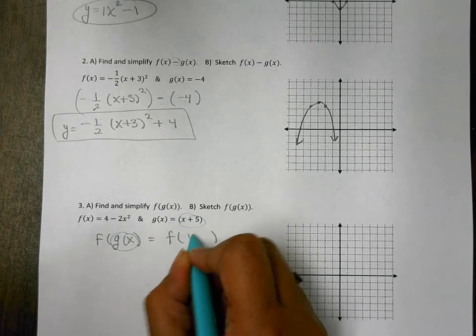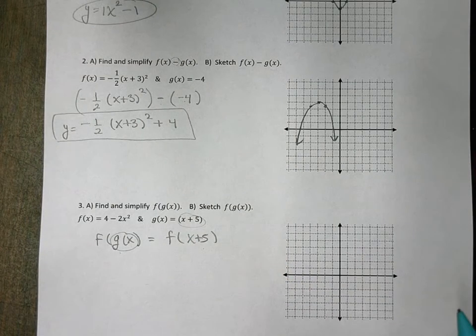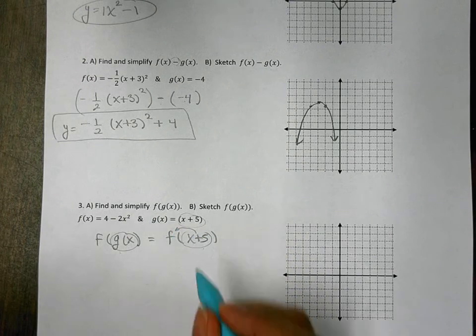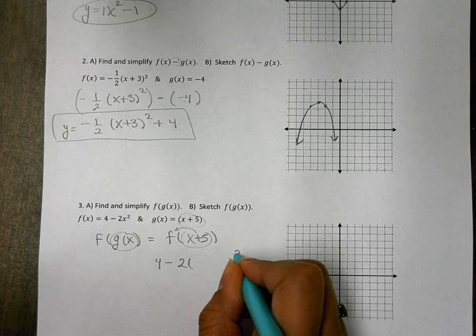G is x plus 5. I'm just rewriting g as what it is. G of x equals x plus 5. I'm substituting it for what it equals. Then I'm going to take this and plug it into my f function. And my f function is 4 minus 2x squared.